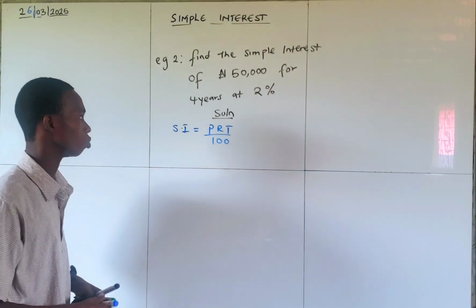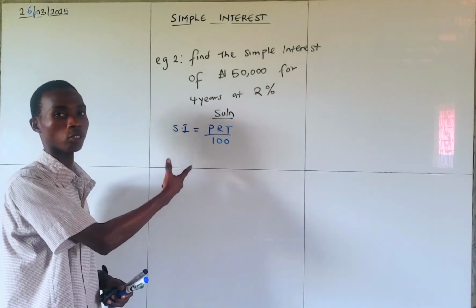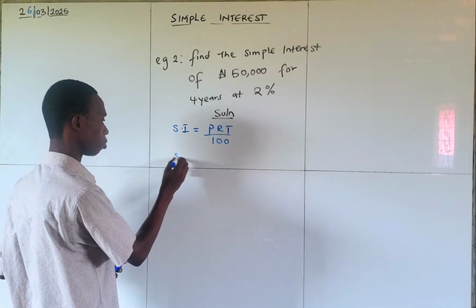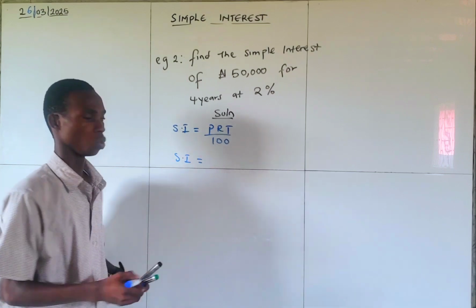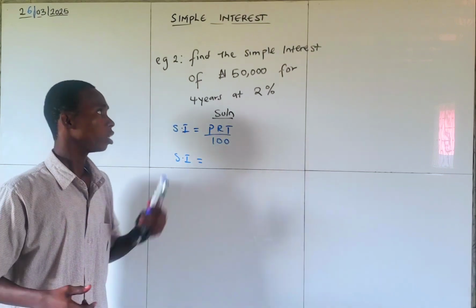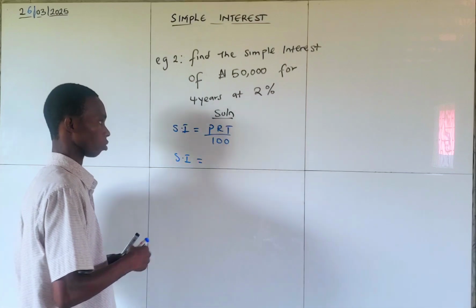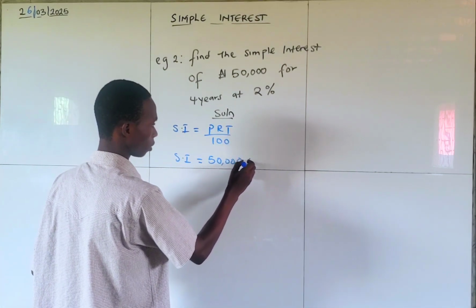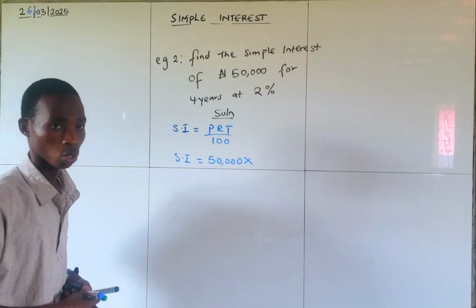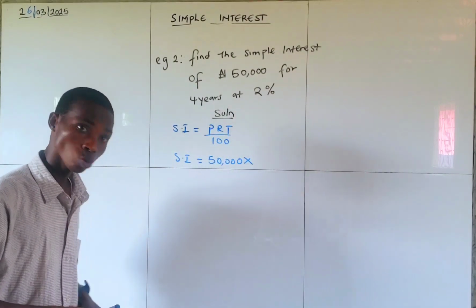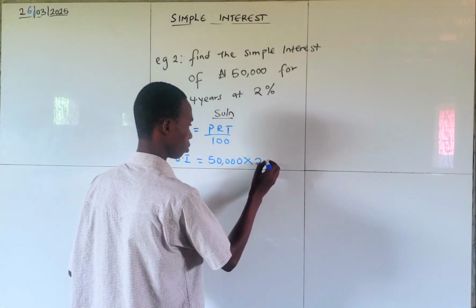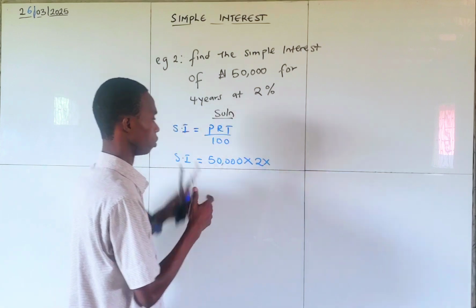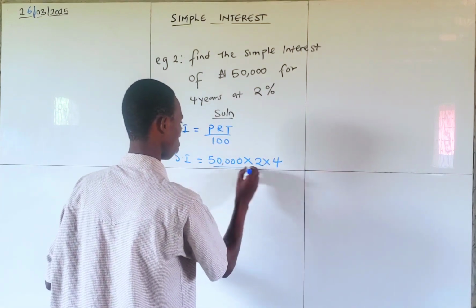So now let's substitute. We are not given the simple interest because they are asking us to look for simple interest. So we write down the simple interest equal to, and then our principal there is given, which is 50,000. So I'll just write 50,000 instead of writing P again. Times our rate here, which is 2%, so I'll just put 2. Times our time here, which is the 4 years. Over 100.